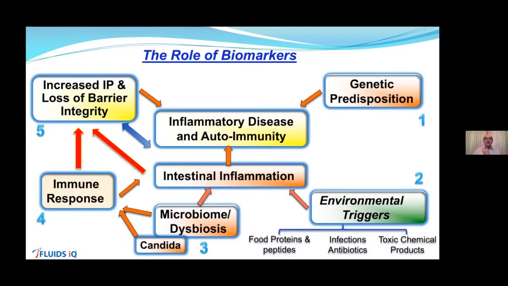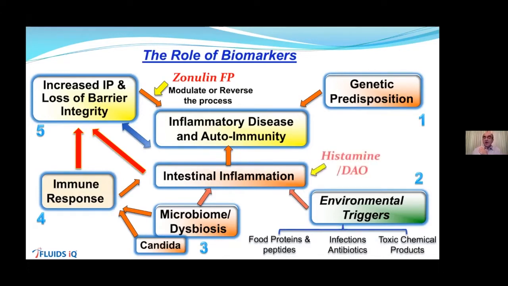And so what we're going to be looking at today, of course, briefly, because we only have about an hour, is the biomarkers for intestinal permeability, in this case, zonulin, which many of you have heard of, and also histamine and diamine oxidase, its breakdown enzyme. We're going to be looking very briefly at food sensitivities as well as Candida, and look at that particular fungal entity within the microbiome.